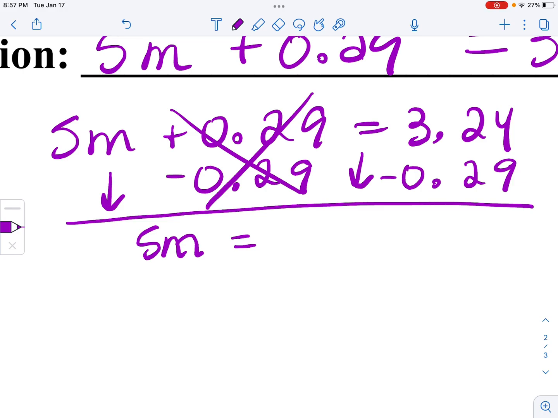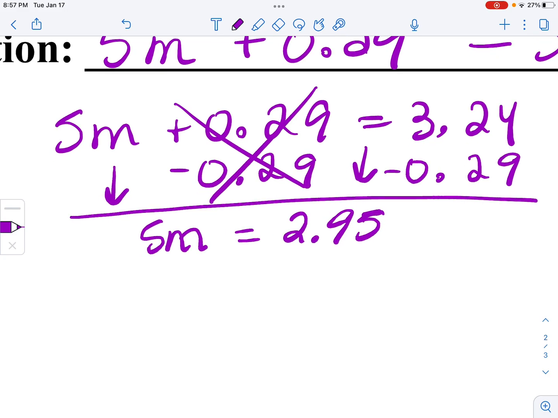Feel free to do it in your calculator right now. You're going to do 3.24 and you're going to subtract 0.29. I'll give you guys a minute to do that. I want you guys to do this in your calculator on your own. Okay, I'm hoping somebody got it. It should be 2.95.